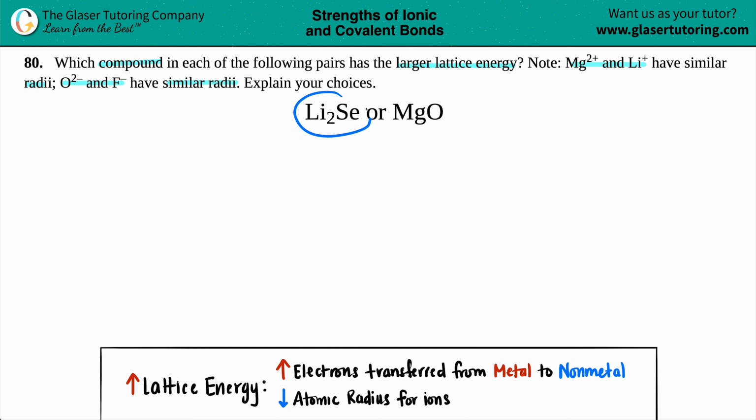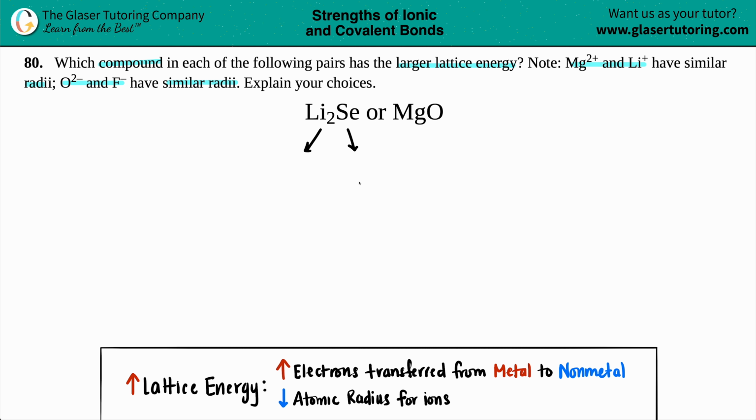Okay, so we have lithium selenide, which is Li2Se, and magnesium oxide, MgO. Which one of these has the larger lattice energy? So which one of these requires a larger amount of energy to break these ionic compounds into their ions? In order to figure this out, let's first write out what the ions are when these ionic compounds break down.